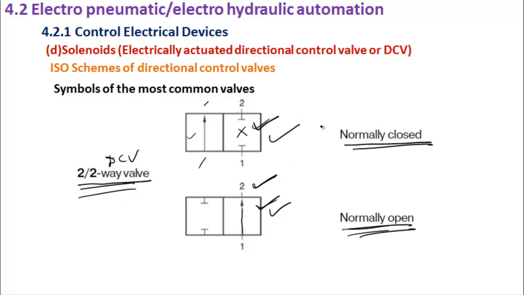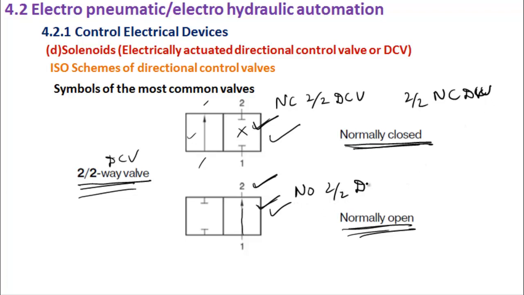Whereas this is a normally closed 2 by 2 DCV. So it is written as normally closed 2 by 2 DCV, or it is also written as 2 by 2 normally closed DCV. Whereas this is normally open 2 by 2 DCV. Okay.